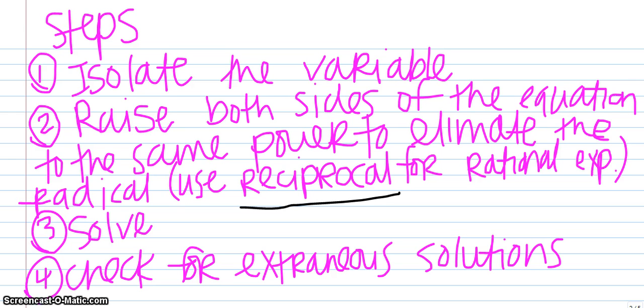The third step is to solve for x, and the last step is to check for extraneous solutions. We've done this before, so make sure to take care of that last step. Let's go ahead and look at some examples.